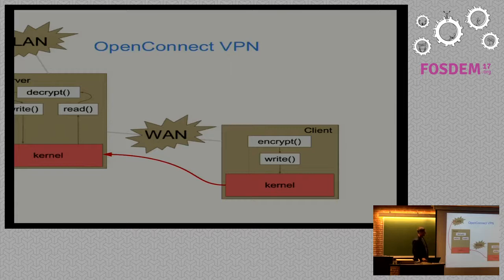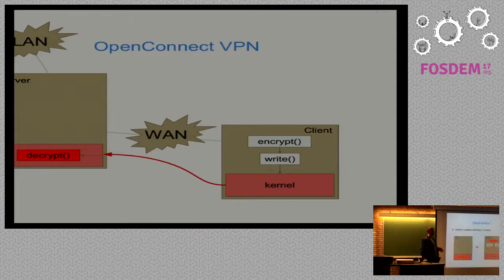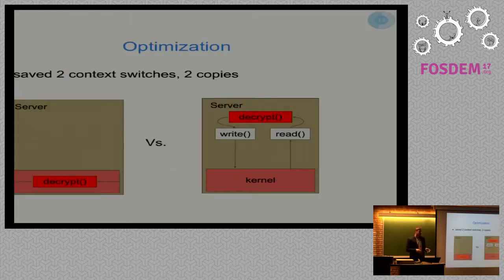If we look at this particular scenario, we can see that the decryption is done in user space. If we move decryption to the kernel, we could optimize it some way. What is the optimization? Basically, we saved 2 context switches because we are no longer required to do write and read syscalls just to read data from the kernel and write just to send data. And we also saved 2 copies.